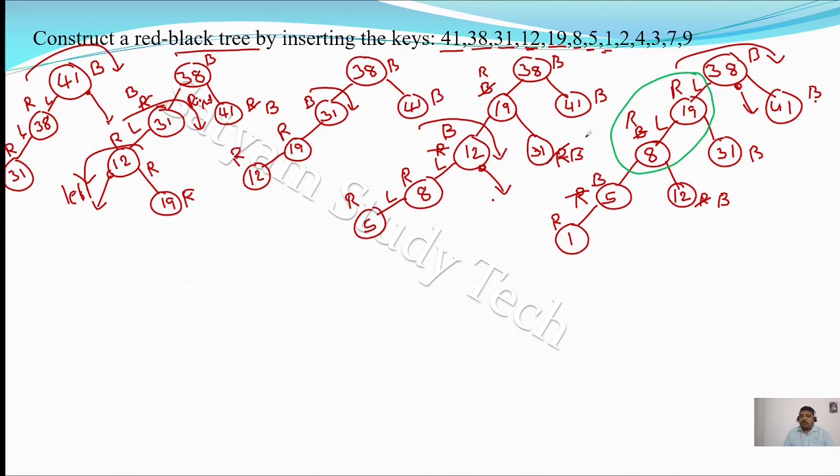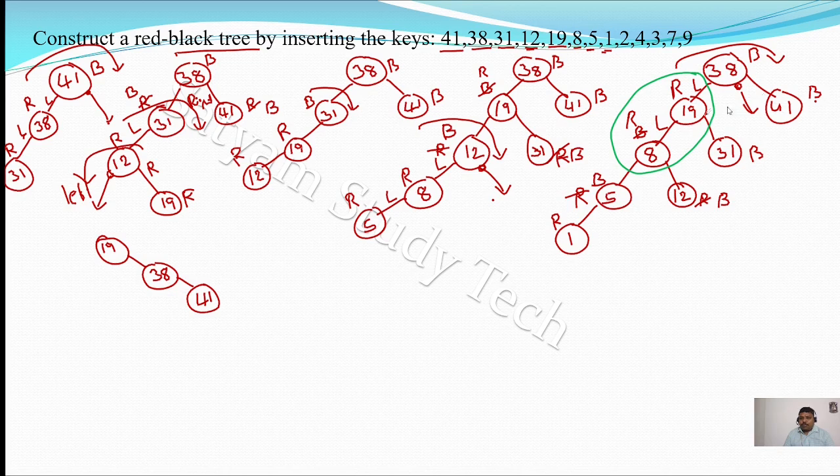19 becomes the root now. Here you can see 19 becomes the root. Then 19's right is 38, and 38's right is 41. You can note it down as it is here. The node is 41. Later you can give the colors here.